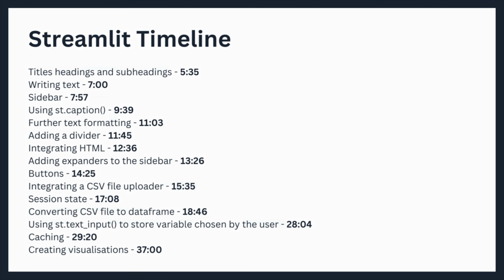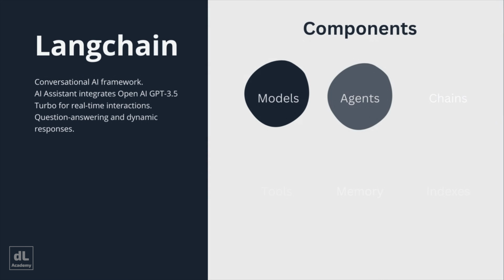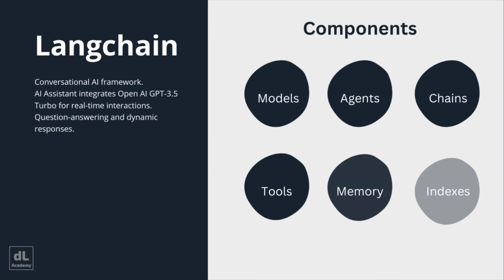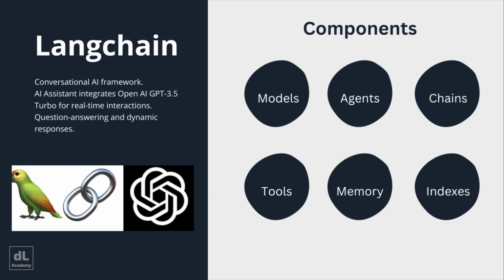Now let's shift our focus to LangChain. LangChain is a framework that can be used to build conversational AI systems that can understand and respond to user queries. Its main components are models, agents, tools, prompt templates, chains, memory, and indexes.